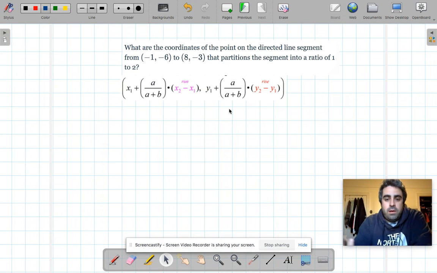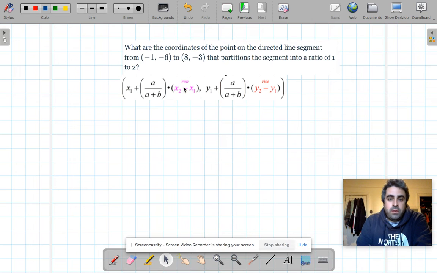Hi everyone. I'm just gonna make a quick video on how to find the coordinates of a point on a directed line segment given a ratio. So it seems like a crazy formula, but it's actually quite simple once you label your coordinates correctly.